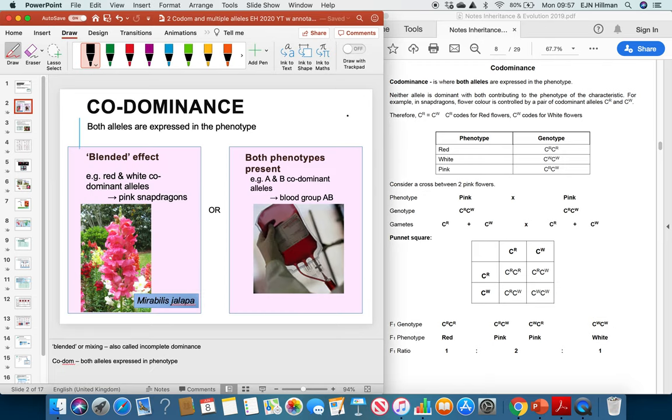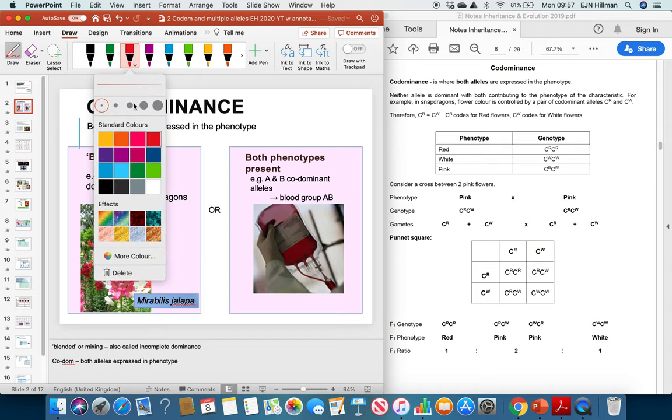Okay, so firstly, a definition. So codominance involves inheritance when both alleles are expressed in the phenotype. So two parents each pass on one allele, and in the phenotype of the offspring, both of those alleles are expressed. And that can be in two different ways, but we lump the two together using this phrase codominance.